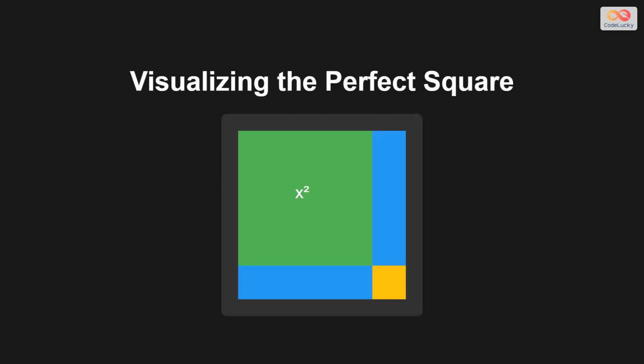To help understand this concept visually, imagine a square with sides of length x + a. The area of this square is (x + a)². We can break this down into a smaller square with area x², two rectangles with area ax each, and a tiny square with area a². Together, they form the perfect square trinomial.